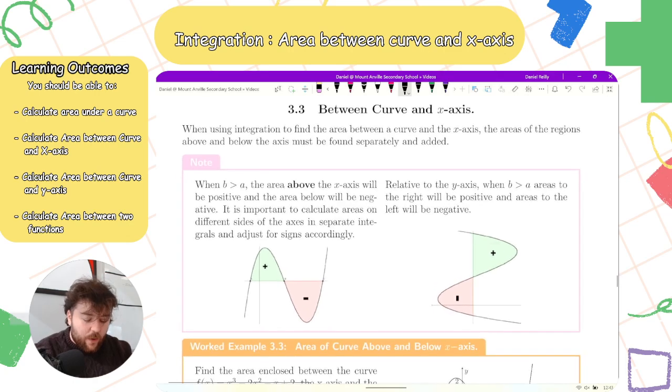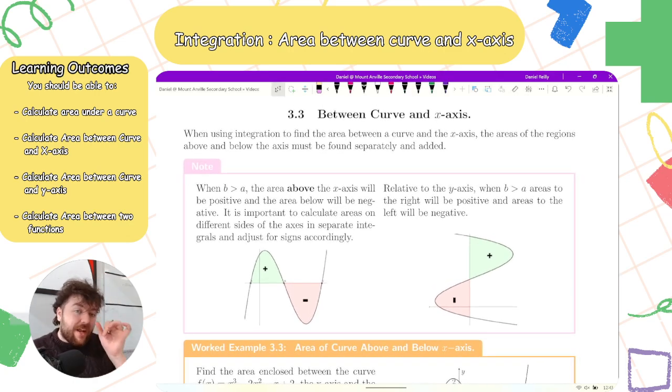Okay, so in this video, we are looking at finding the area between a curve and the x-axis. We did look at finding the area underneath the curve using integration. Now, what if I'm asked to find the area it makes with the x-axis?